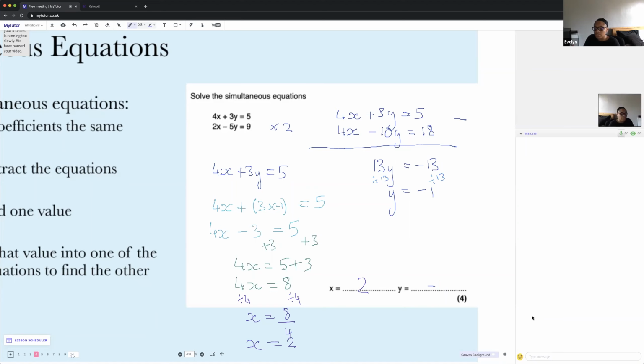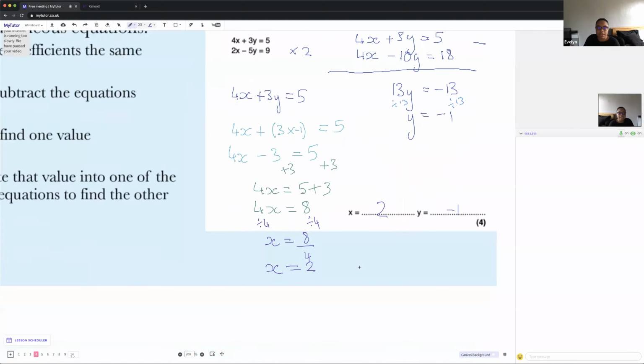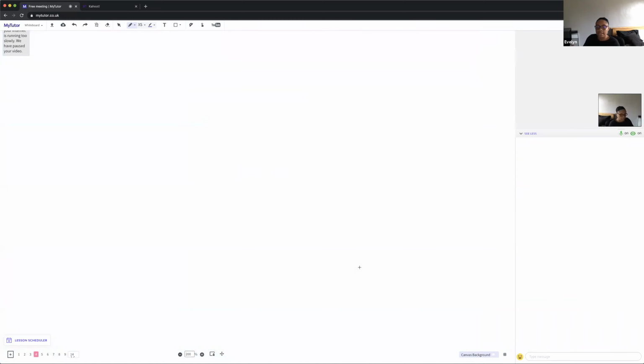So a situation where you would add, if I go down a bit, is a separate question. Let's say that we've got 4x plus y equals 2, and then minus 4x plus 3y equals 11. This is a time where you would add. The reason why is because if you do 4x plus minus 4x, a plus and a minus make a minus, so it's 4x minus 4x, and that would give me 0.